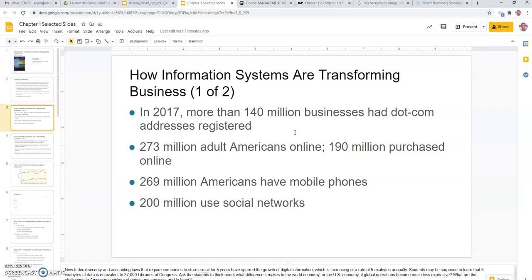So in 2017, 140 million businesses had .com registered addresses. Most businesses in the US have a .com. There's 400,000 Americans, 3 out of 4 Americans are online, and about half of Americans purchase online. And since 2017, this has just increased, right? Now with the pandemic, this has increased way more, right? So everybody has a mobile phone, and everybody's on social networks. We already know all of this, right?